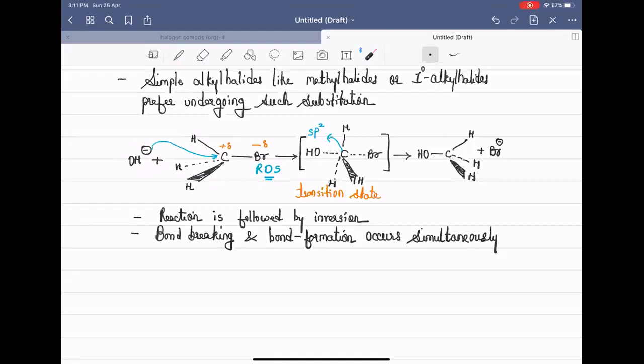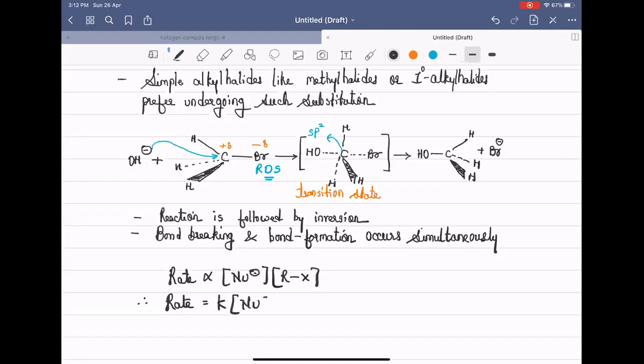That is, the nucleophile as well as the substrate are both involved, which means that the rate of the reaction gets affected by the concentration of nucleophile as well as by the concentration of substrate, right? If any one of these concentrations increases, the rate would accordingly increase, and hence we say the rate of such a reaction is proportional to the concentration of nucleophile in general, and the substrate RX. Therefore rate is equal to K, a constant, times nucleophile and RX.